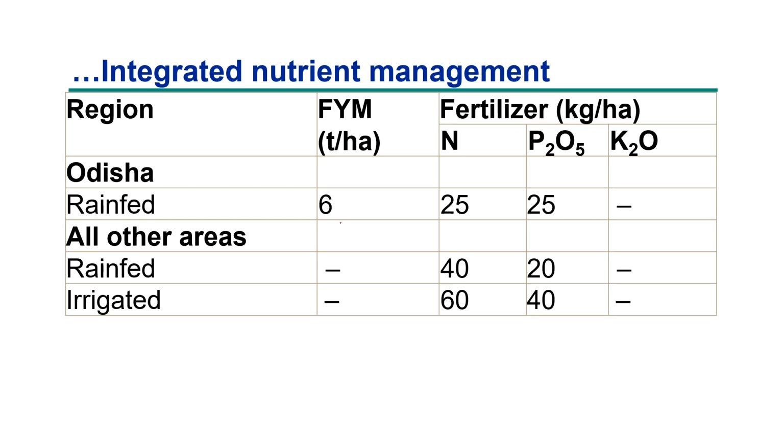Odisha, for rain-fed conditions, 6 ton farmyard manure per hectare, 25 nitrogen, 25 P2O5 kg per hectare. Coming to all other areas of the country, for rain-fed regions, 40-20 N and P2O5, and for irrigated condition, 60 and 40 kg nitrogen and P2O5 kg per hectare respectively. So these are general recommendations of fertilizer and manures for different parts of the country.